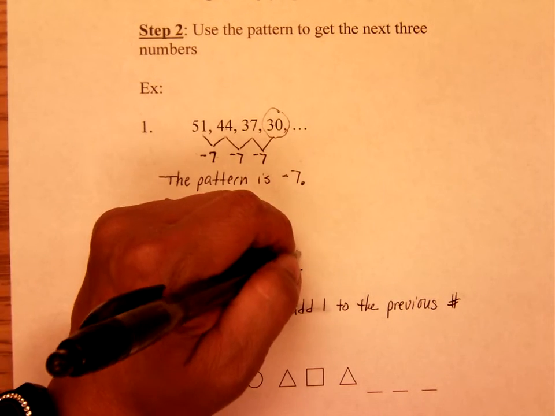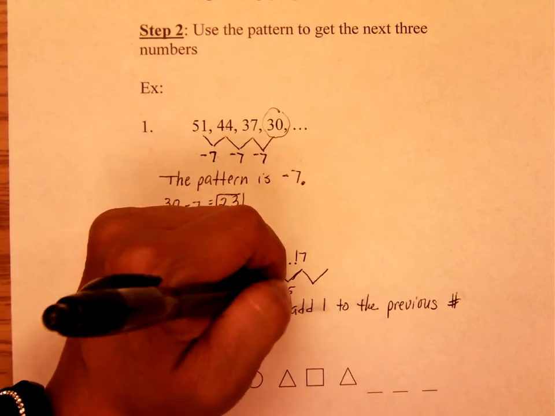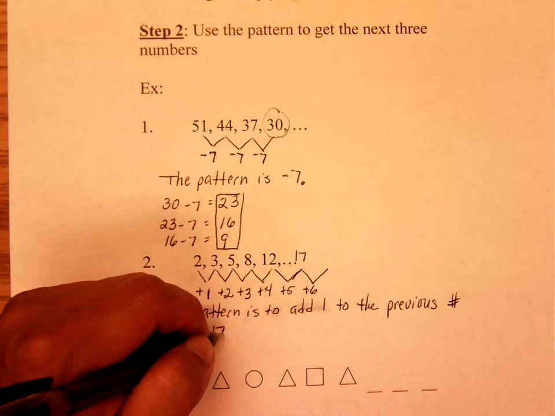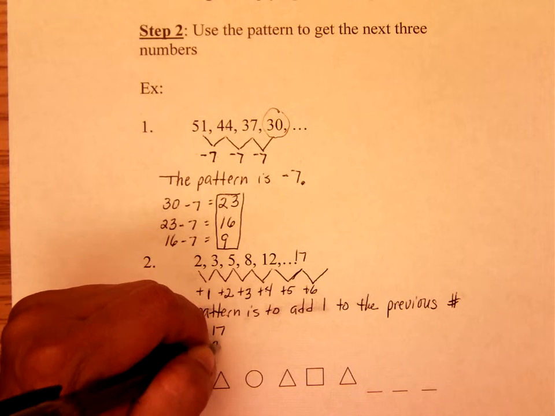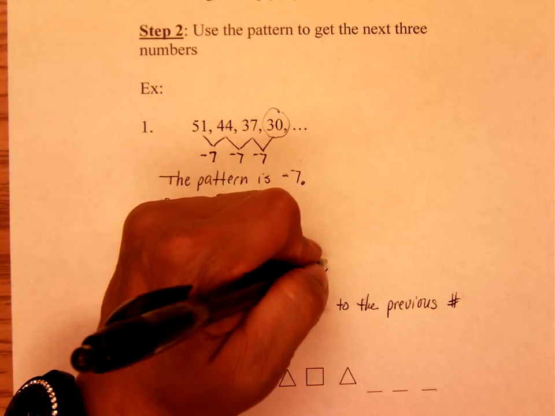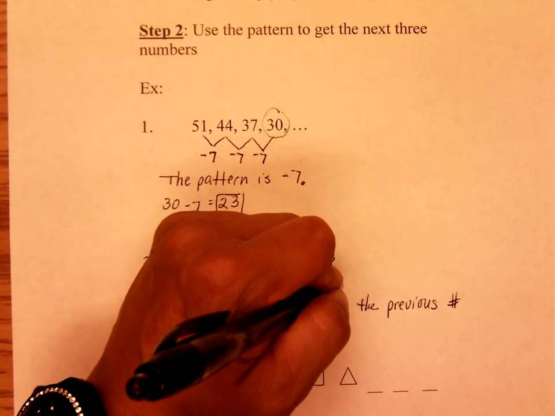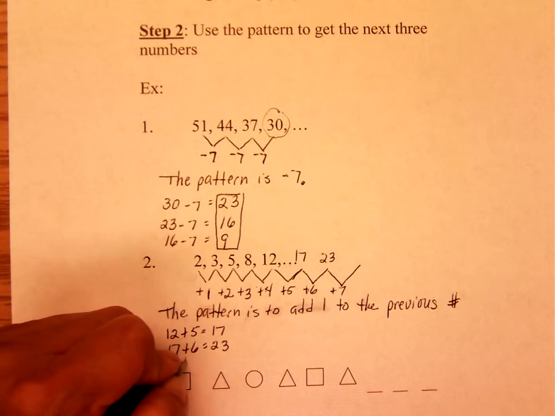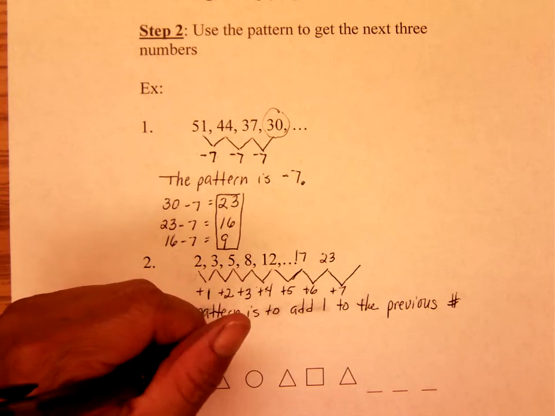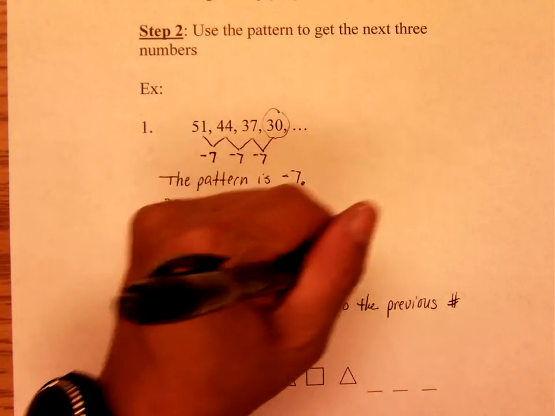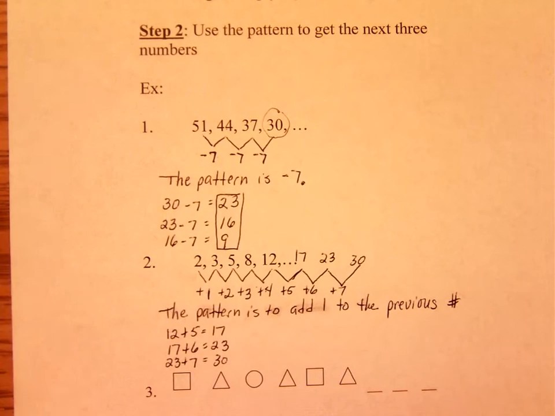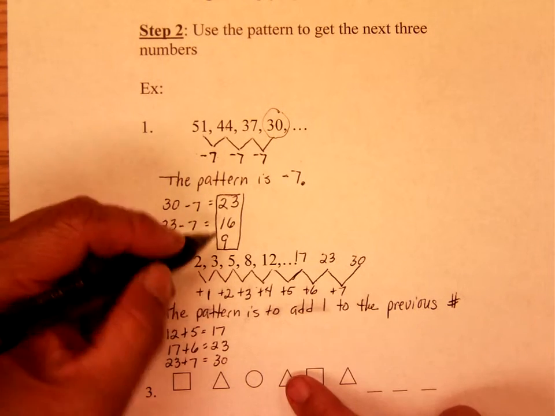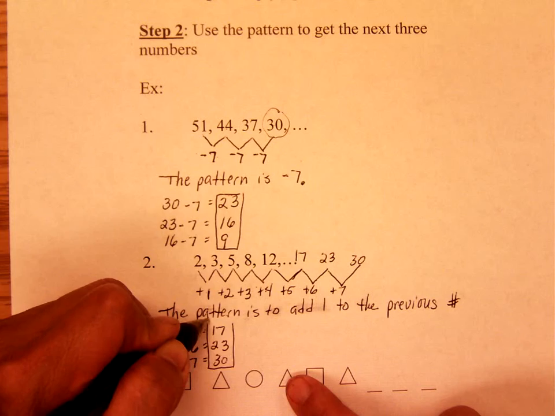So here I might write 17. Then you have to add 6. So 17 plus 6 equals 23. All right, 23 here. And the next one would be plus 7. So 23 plus 7 is equal to 30. And that would be 30. So here's your pattern. This is showing your work. And this is your next 3 numbers right here.